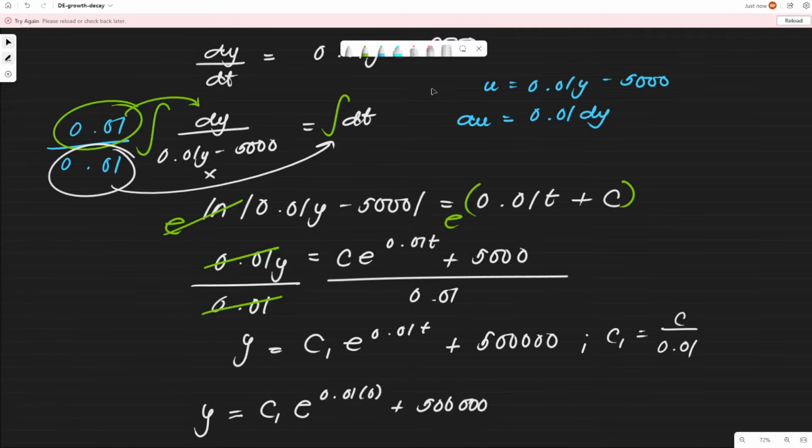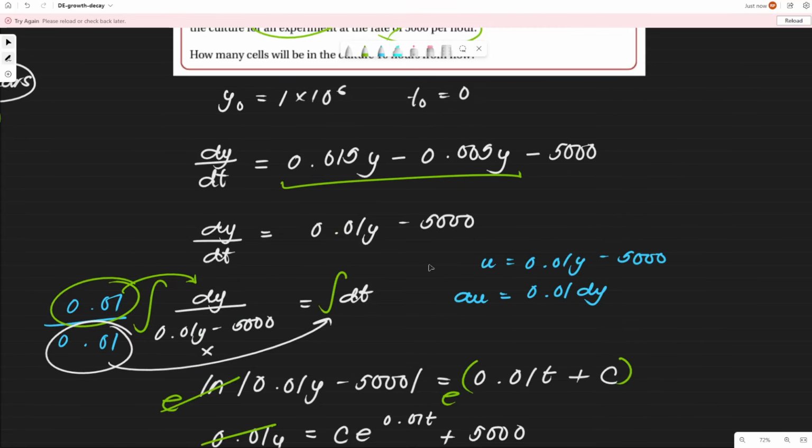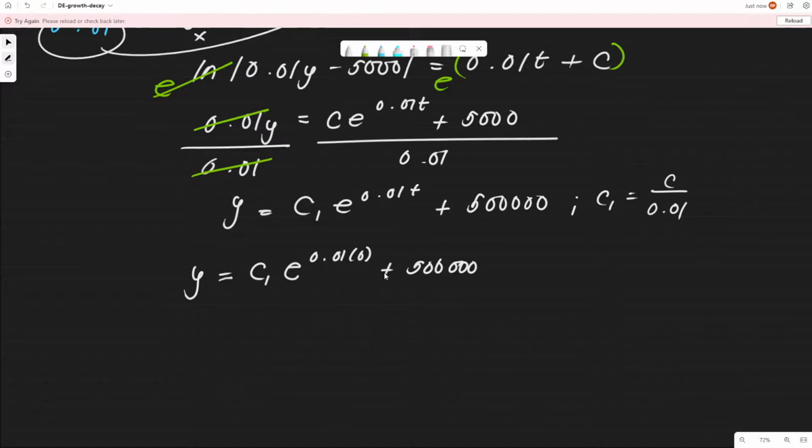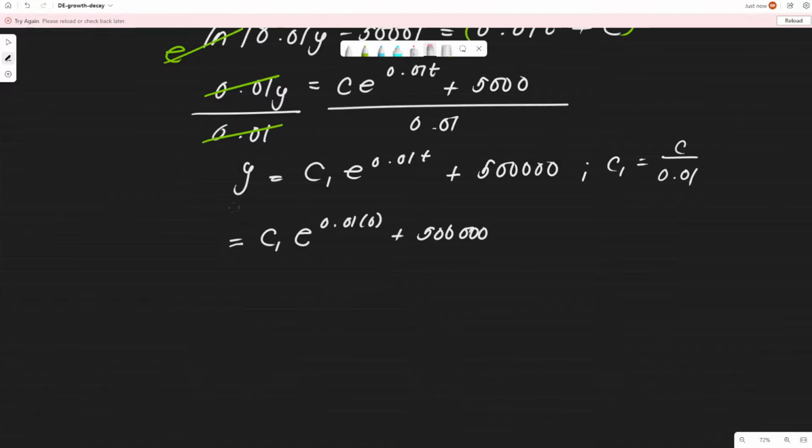Ano yung ulit yung y natin? 1 million, no? So, 1 times 10 raised to 6. Ayan. No? So, this is our equation. So, to solve for C1, we need to transpose 500,000 on the other side. So, that is 1 million minus 500,000, which is equivalent to 500,000, is equal to C1, no?